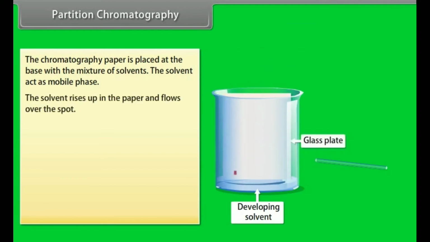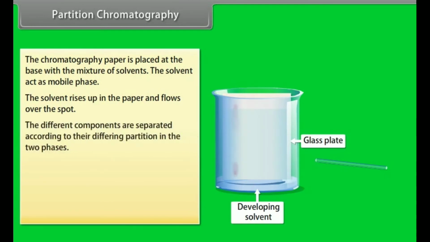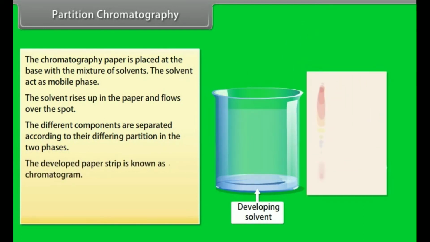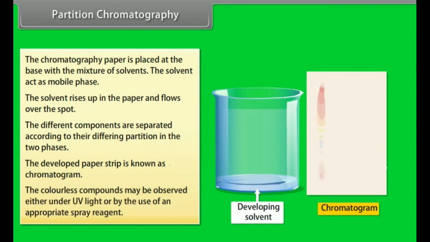The solvent rises up in the paper and flows over the spot. The different components are separated according to their differing partition in the two phases. The developed paper strip is known as a chromatogram. The colorless compounds may be observed either under UV light or by the use of an appropriate spray reagent.